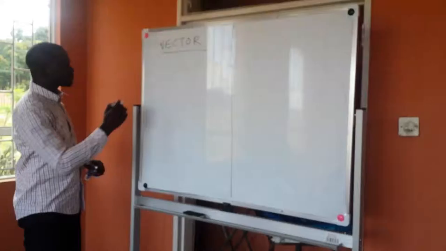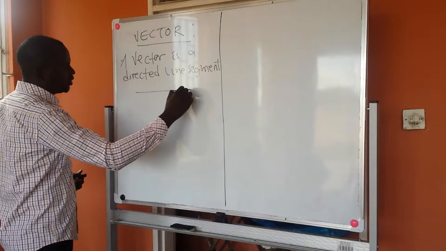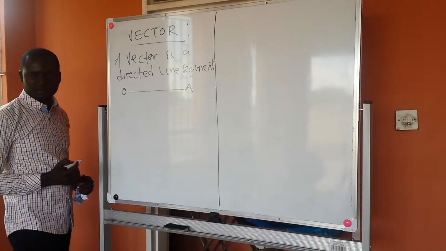But first of all, you need to know the definition of a vector. A vector is a directed line segment. A vector is a directed line what? Segment. If I draw, for example, this line, I say OA.